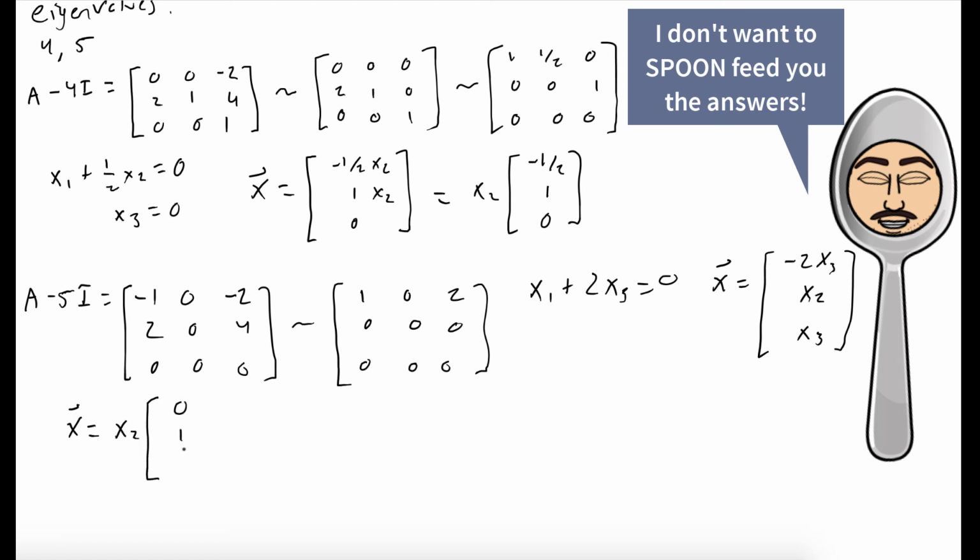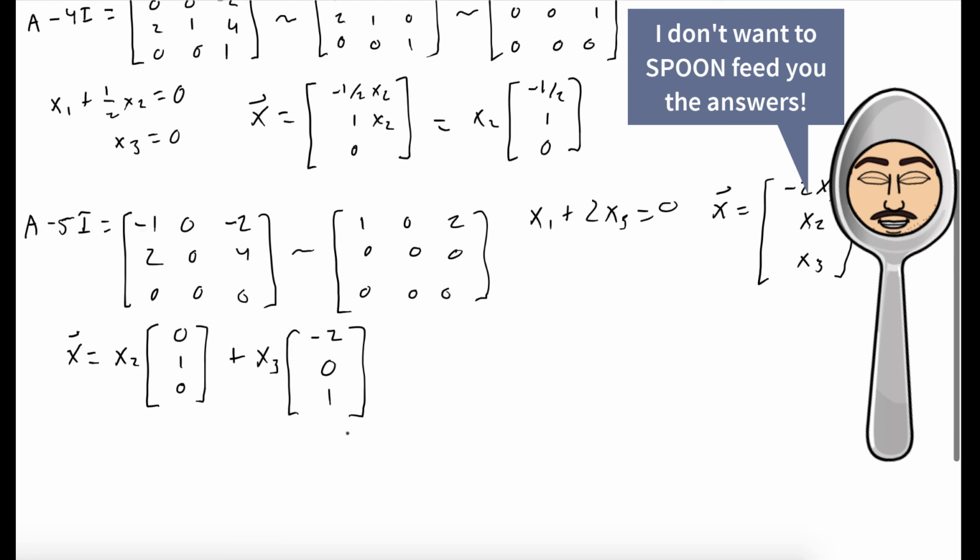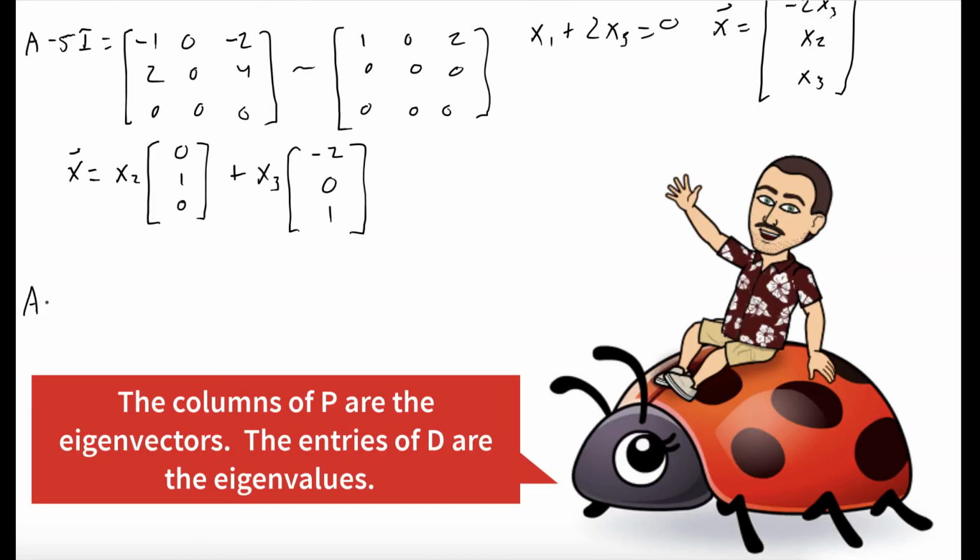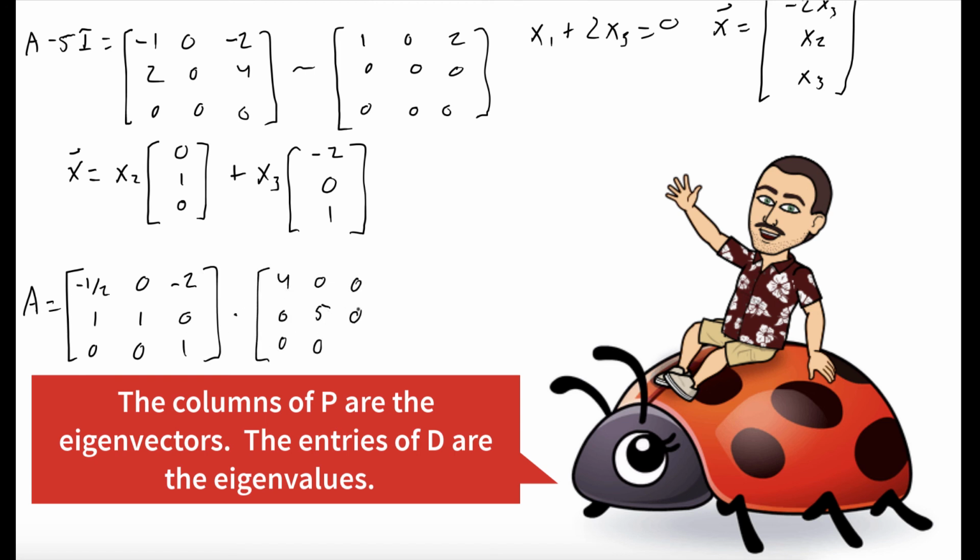A basis for the eigenspace corresponding to 5 is (0, 1, 0) and (-2, 0, 1). And now we've done all the hard work. To diagonalize A, we take the matrix that has the bases for the eigenspace corresponding to 4, then the bases for the eigenspace corresponding to 5, multiply it by the matrix with the eigenvalues down the diagonal, times the inverse of the first matrix we found. And we won't find the inverse here.